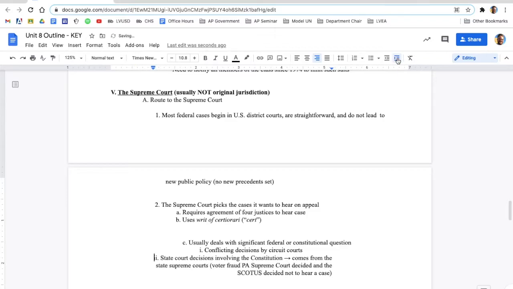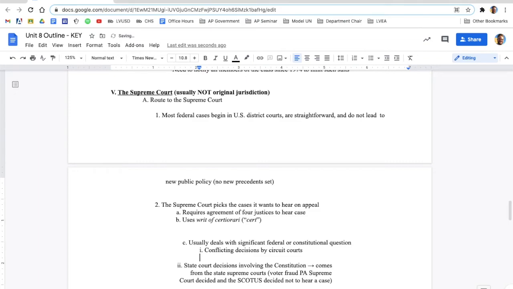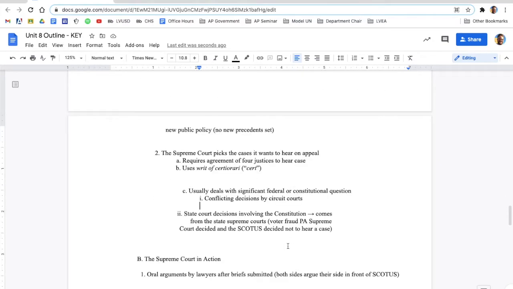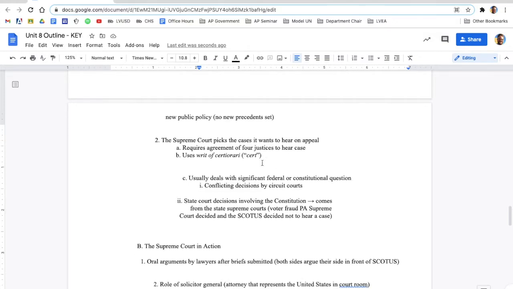Usually what the Supreme Court is dealing with is a conflict between circuit courts. So let's say the Ninth Circuit decides one thing and then another circuit decides something else. They want to make sure to unify that, kind of iron out the decision. And then oftentimes something will come from the state courts. So take voter fraud: the Pennsylvania Supreme Court ruled one thing, and then it was petitioned to the Supreme Court to hear it. The Supreme Court decided not to hear it. But again, that is within their discretion.